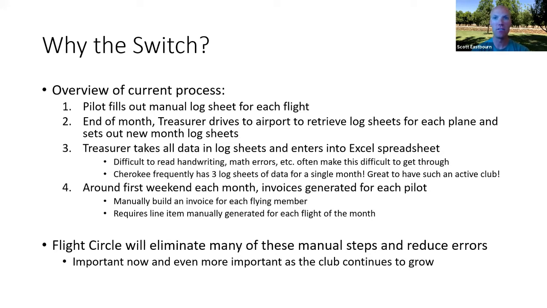So what Flight Circle is going to do is eliminate a lot of those manual steps and make this a lot more software controlled. Like I mentioned, it's already getting to be a pretty big undertaking trying to keep up with all of this manually, and as the club continues to grow, it's going to become even more difficult. The Cherokee, for example, has been pretty much 3 of those log sheets filled every month with flights. Each one of those is a line that needs to get entered for the billing as well as in that spreadsheet, so it adds up to a pretty big chunk of time.